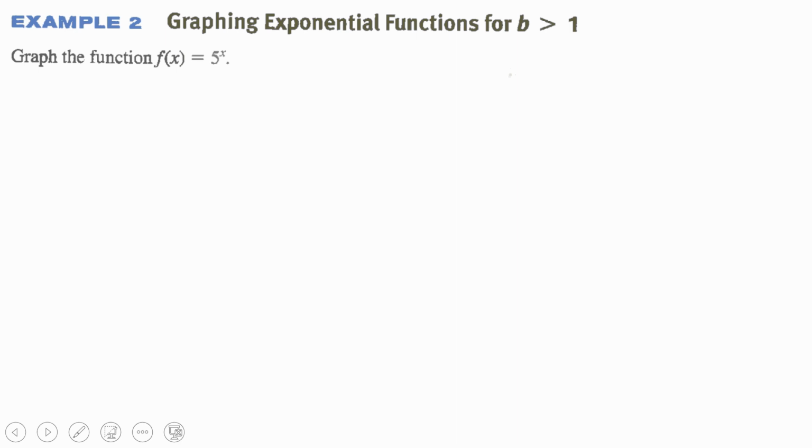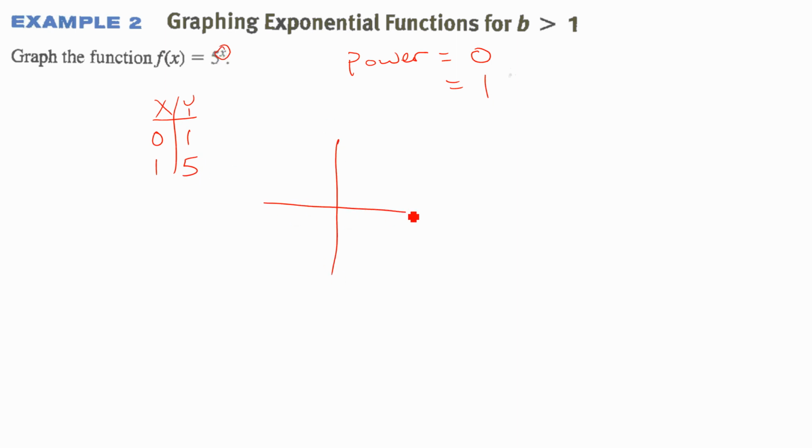First one, we have a t-table. We want to make the power equal to 0, and then equal to 1. So in this case, it's just x equals 0 and x equals 1. 5 to the 0 is 1. 5 to the first is 5. Our asymptote is y equals 0 because there's no shifting. There's not a plus or minus, it's plus 0 off to the side. So asymptote at y equals 0, the points (0, 1) and (1, 5). Nice smooth curve.